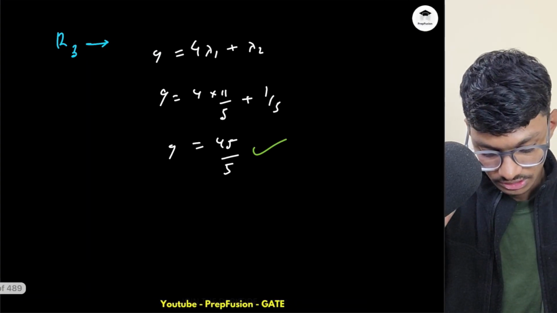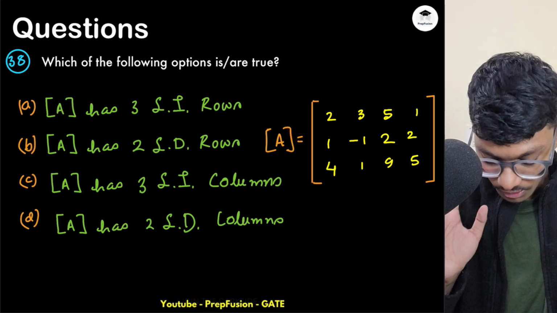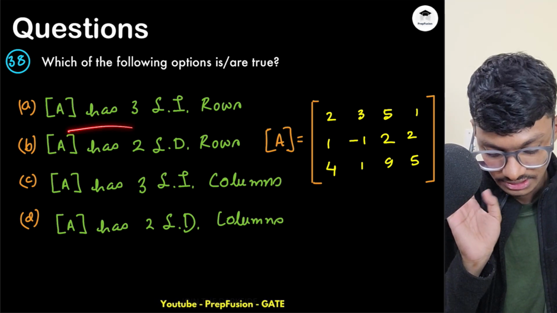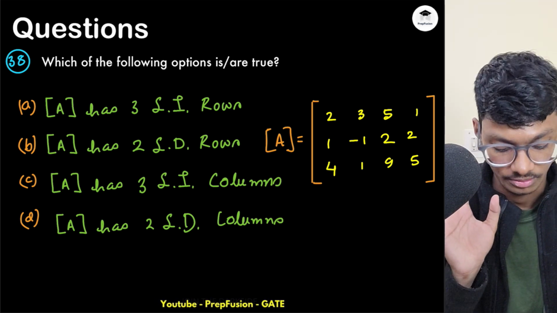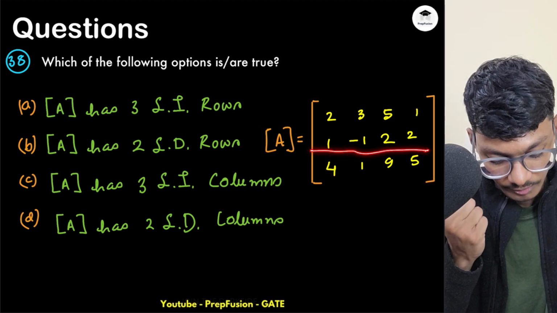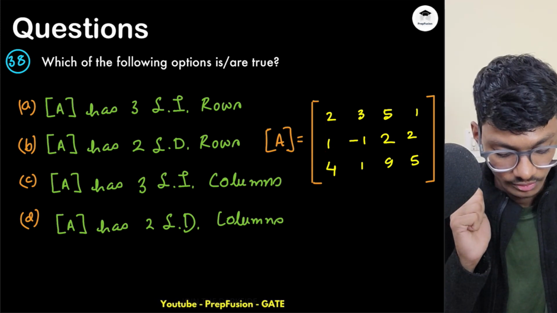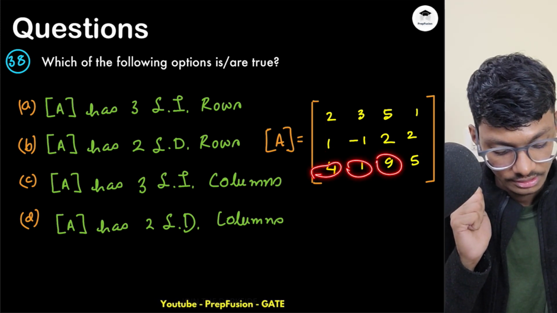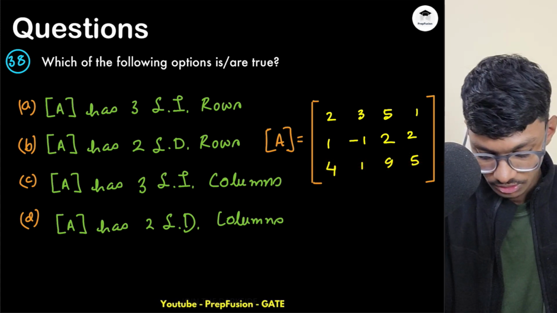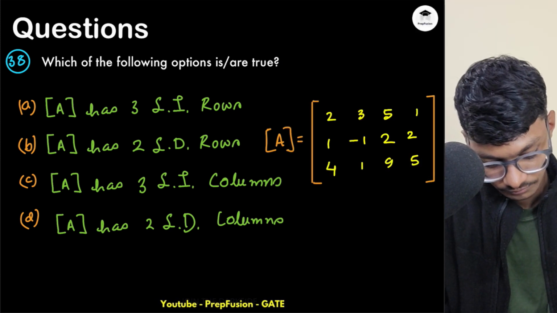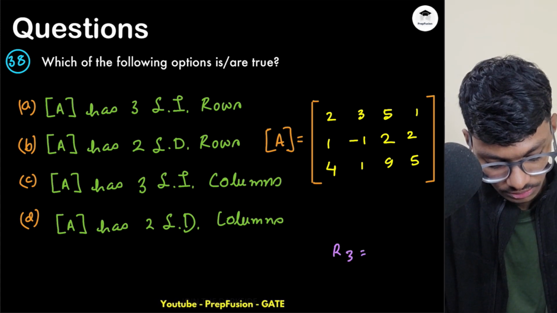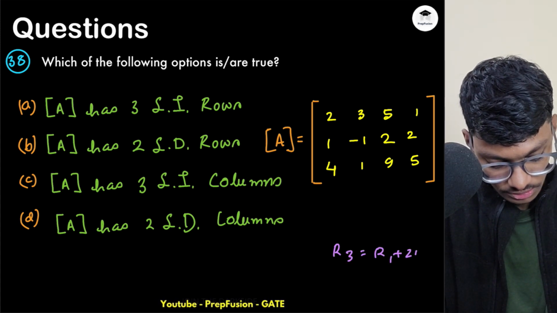Now let's do it for this equation. Here, which of the following options is/are true? Here A has, it is talking about dependency or independency, right? So this is the A matrix. Let's find one thing. Again, if I multiply 2 with this and add these two, what do we get? Again I get 4, 1, 9, and again 5. So again this row is dependent on these two. So again R3 equals R1 plus 2 R2.